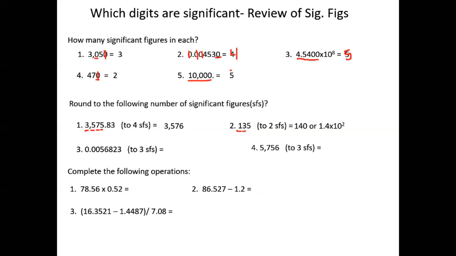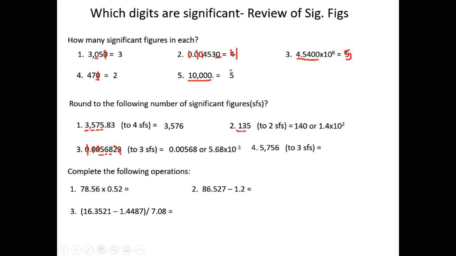Next, we have another number that's less than 1. So again, these zeros are not significant. And then we want to round to 3 significant figures. So the 5, the 6, and the 8. After the 8 is a 2, so we're just going to drop the 2 and the 3. And we get the number. So again, you can write it as 0.00568, or you can write it in scientific notation, 5.68 times 10 to the negative 3.